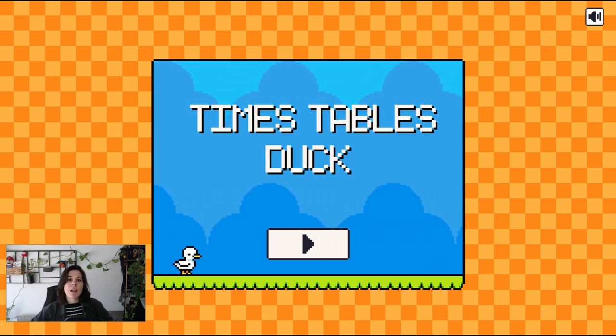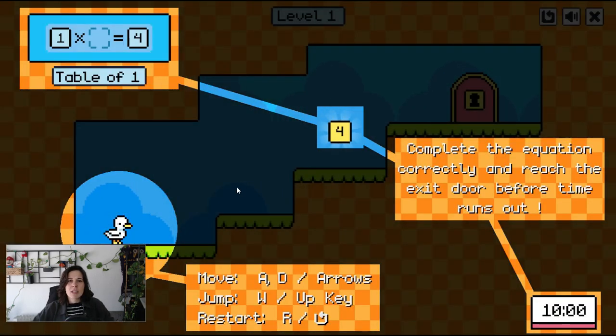Then in each level, there will appear a series of multiplications with the table we are working with, and then we will have to collect with the duck the correct results to pass to the next level. Let's see how to play. These are the instructions of the game.